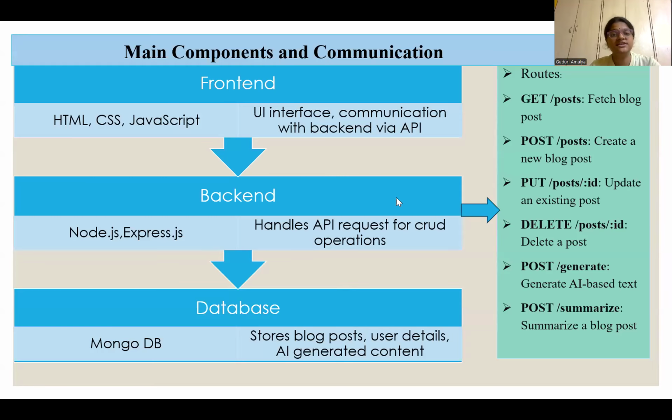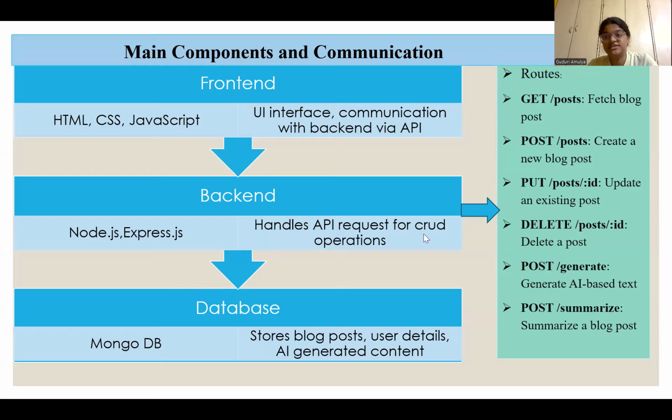The main components and communication of our website include the front-end part, which includes HTML, CSS, and JavaScript, which forms the basic UI interface, communicating with the backend via an API. And our backend includes Node.js and Express.js, which handles the API requests for CRUD operations. And we have different routes.